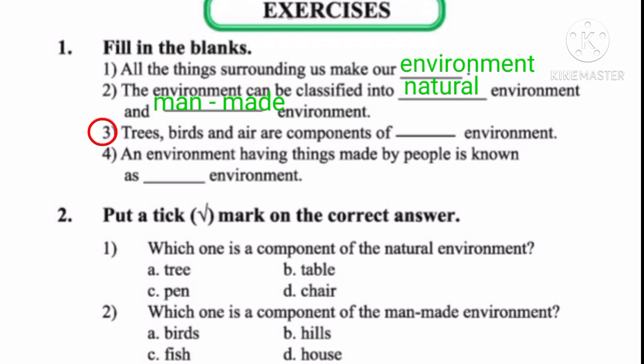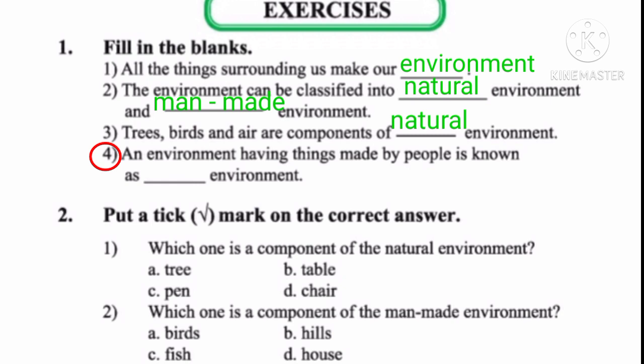Number 3, trees, birds and air are components of dash environment. What will be the answer? Yes, trees, birds and air are components of natural environment. Number 4, an environment having things made by people is known as dash environment, man-made environment.